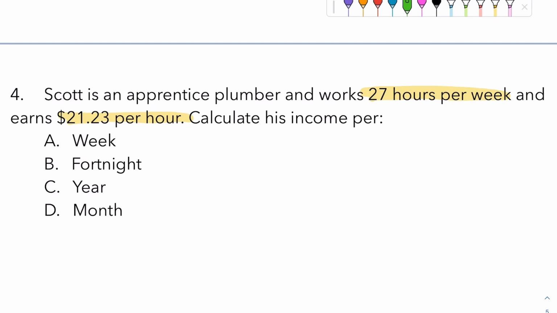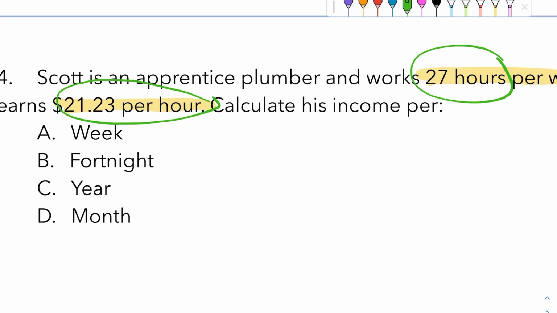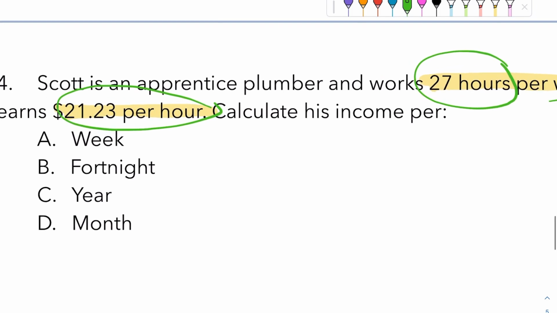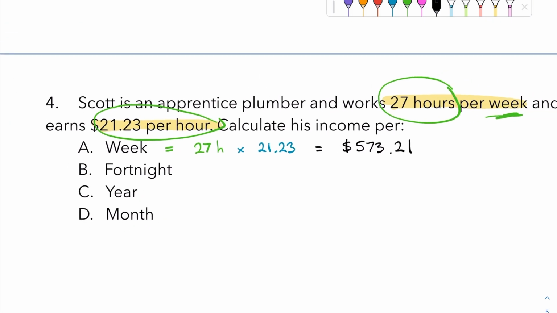So for that, I would say 27 hours times by this per hour would give me, for a week, an answer down here. So this will be equal to 27 hours multiplied by the hourly rate of $21.23. And that should give me the answer of $573.21. Now that I have this figure here, this is per week, so I might put slash week.